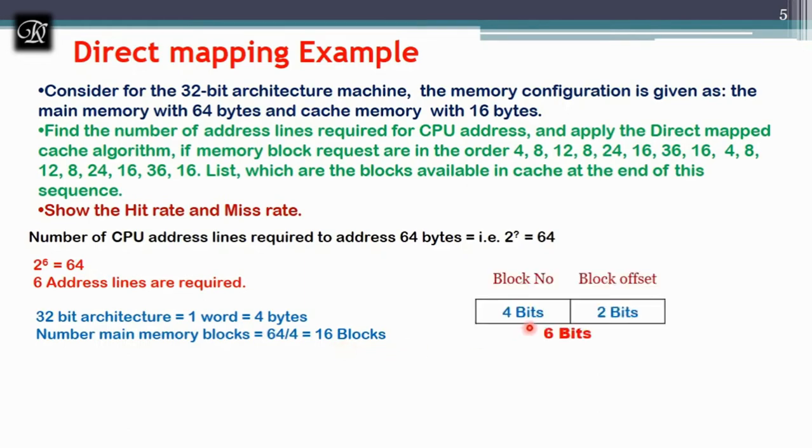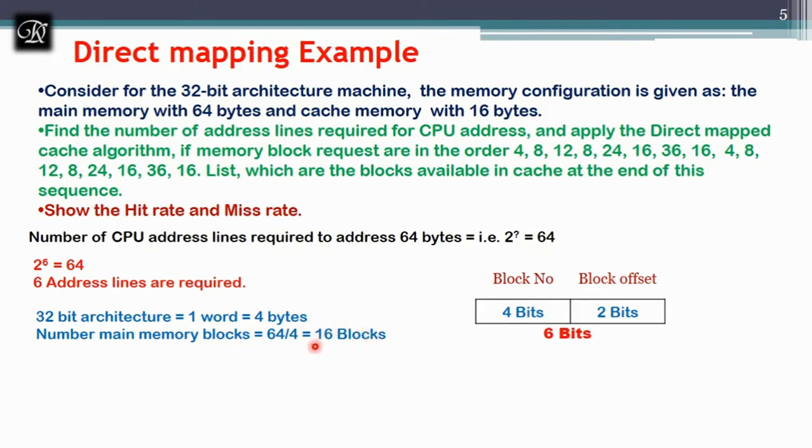Out of the 6 bits, how many bits are required to represent the block offset? I have 4 bytes in a block, so to generate the addresses, 2 bits are more than enough to generate 4 values: 00, 01, 10, 11. So 2 bits are sufficient, and the remaining 4 bits, 2 to the power of 4, give 16.